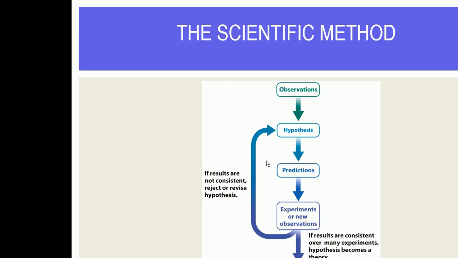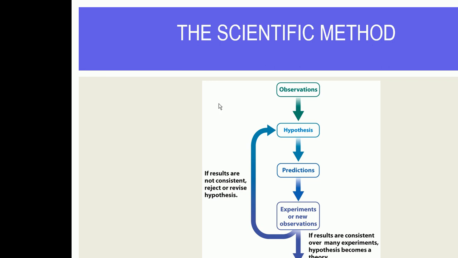Then on the basis of the results of the experiments, we make the conclusions. When we perform some experiment and get good results, then we say our hypothesis is supported. But if our results do not support our hypothesis, then the hypothesis is rejected. When the hypothesis is rejected, we have to make a new hypothesis.